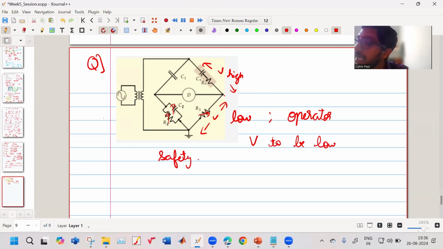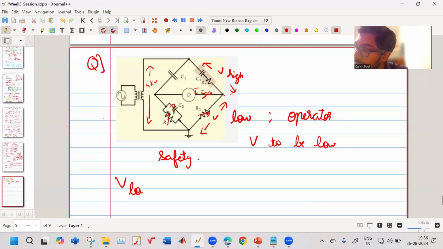This voltage can be high, but this voltage has to be low. So we want to find a balance condition. In balance condition, what happens? Current is zero. So whatever voltage is applied over here, 4 kilovolt at frequency 60 hertz, it will get divided across this high and low.